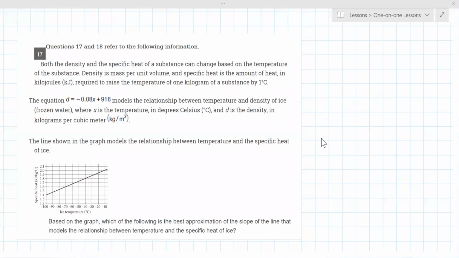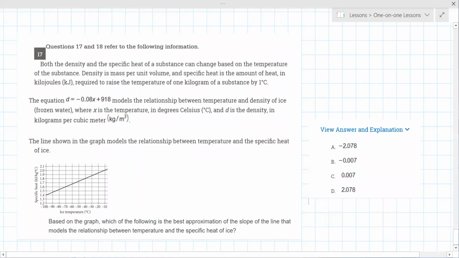To me, no. I say, okay, it says, what is the best approximation of the slope? Well, I guess just the equation matters then. Probably, yeah. But there's something else going on here. It says, based on the graph, which defines the best approximation of the slope of the line of the model between temperature and the specific heat. I'm seeing something that goes up and to the right, so that's gone, and that's gone, because they're negative. Now I'm down to 2. Now it's like, well, I don't know. Could go either way.